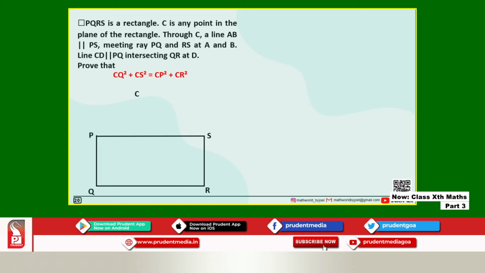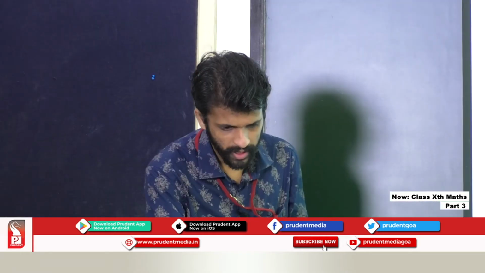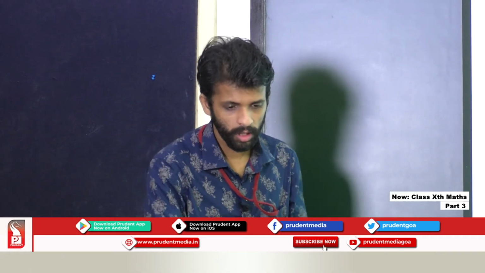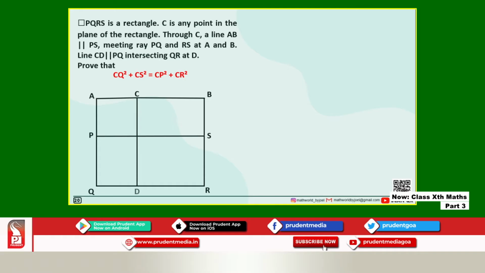Then through this point C, a line is drawn. What is the name of the line? AB, considering that it is parallel to PS. So something like this. The name of the line will be AB. Then PQ and SR are joined to that line AB and you will get a figure like this. Then next thing they are telling you is that line CD is parallel to PQ. So we would get a figure like this. And till here is what information is given to you.